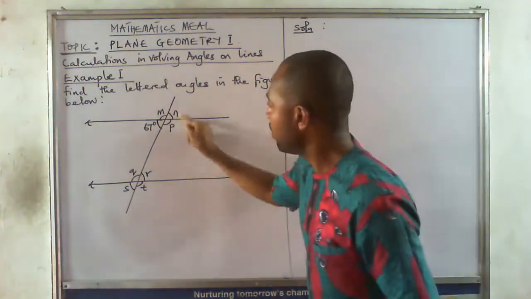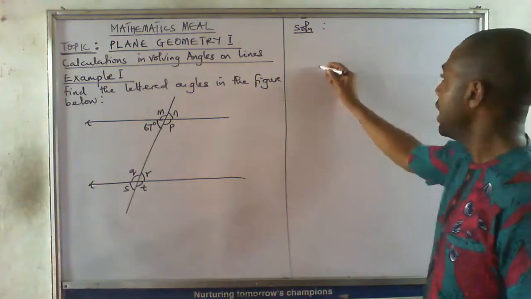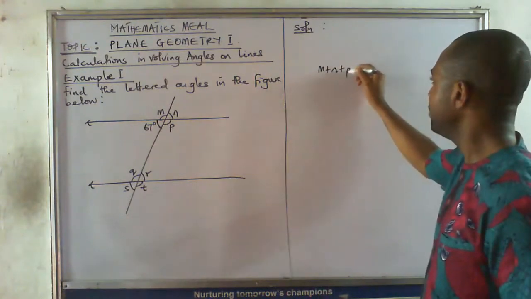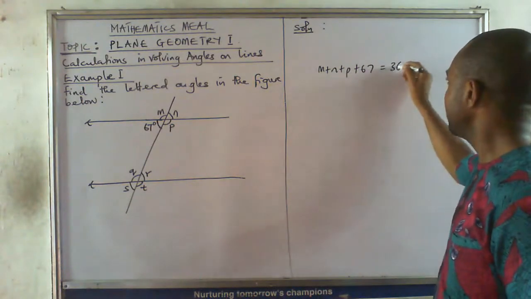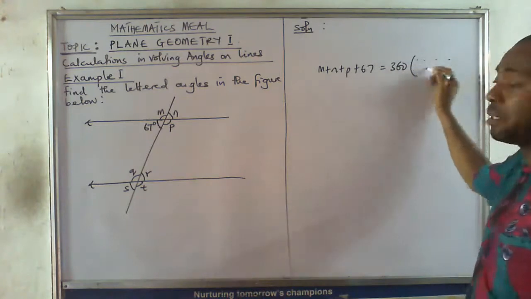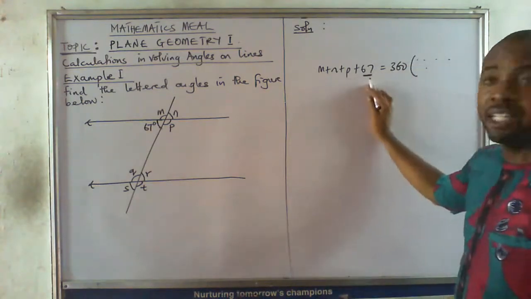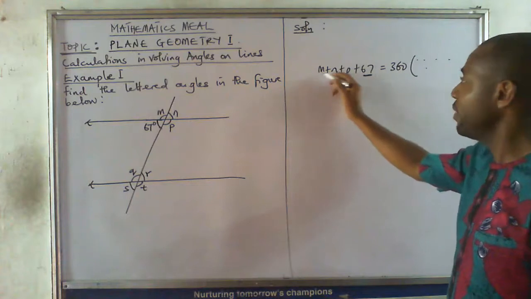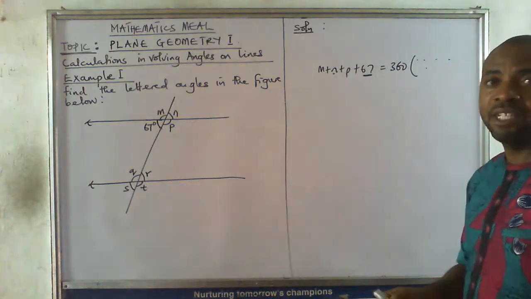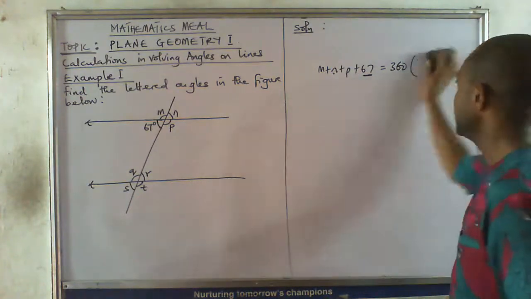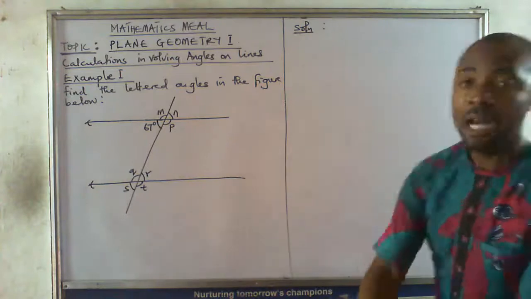Somebody will say, oh, this is angles at a point. No problem. If you do that and say M plus N plus P plus 67 is 360, sum of angles at a point. Okay, but the only known value here is 67. So how will I possibly find M, N, and P? That's why we will not rush to that sum of angles at a point.